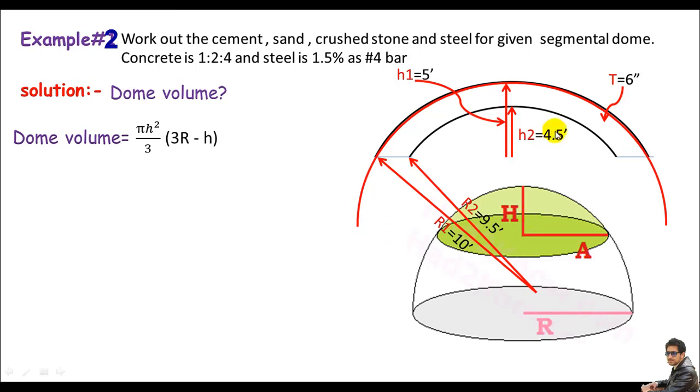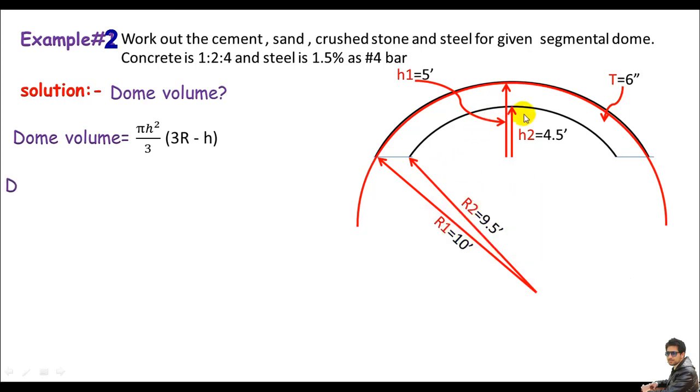But our dome is just hollow. Look at the thickness is given, right? And two types of height are also given, and of course two types of radius are given, which means our dome is just hollow, right? So what should I do now? I'll just subtract the interior dome from the external dome, and this will be really, I think, easy and straightforward.